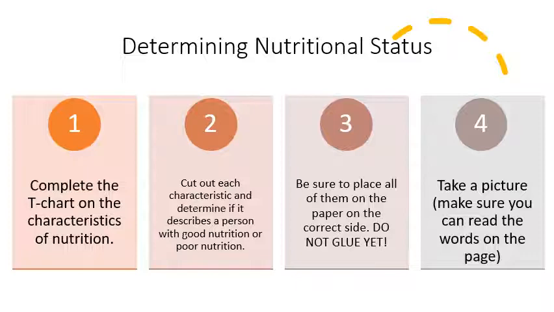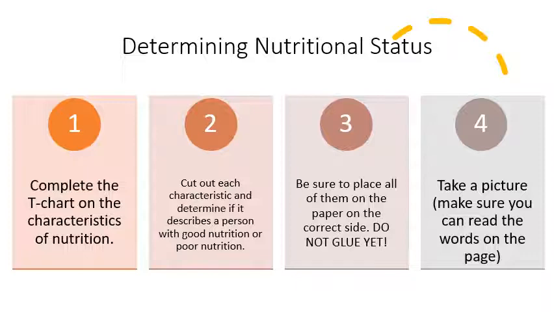You are going to now complete the T-chart on the characteristics of nutrition. You are going to cut out the second page and cut out each characteristic. Each characteristic is in a separate box, and you're going to determine if it describes a person with good nutrition or poor nutrition. Once you have them all cut out, be sure to place them on the correct side of the T-chart.